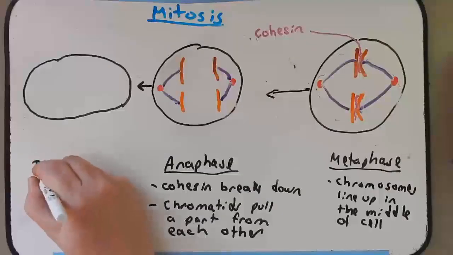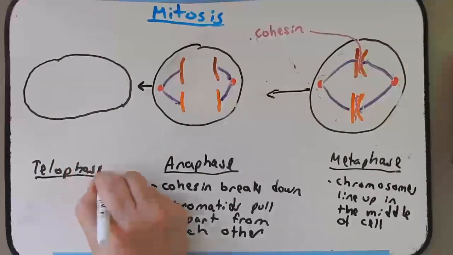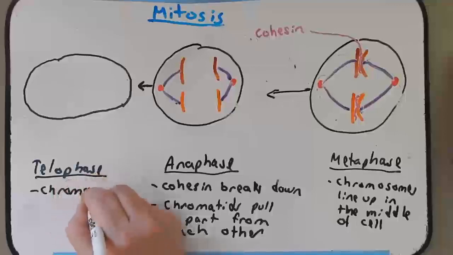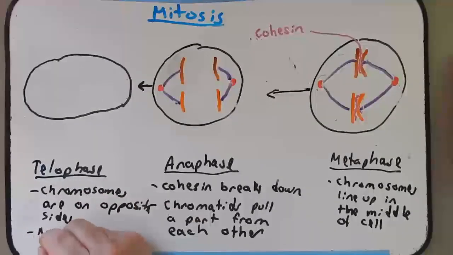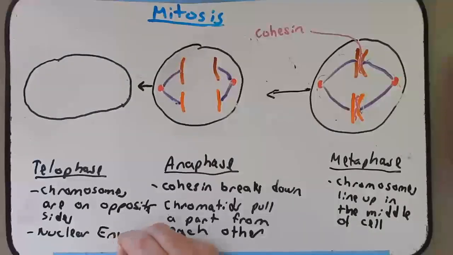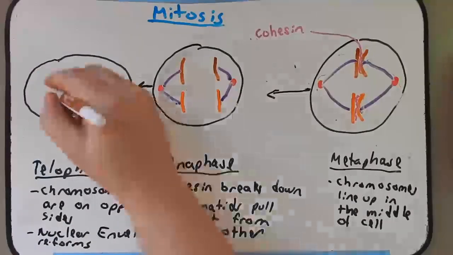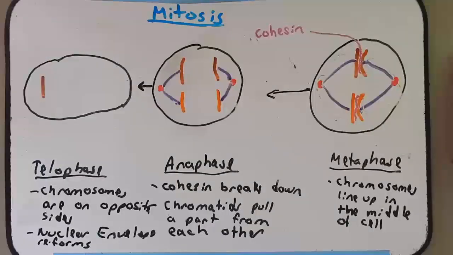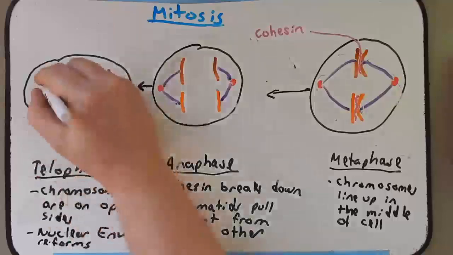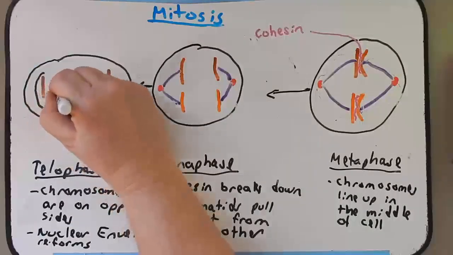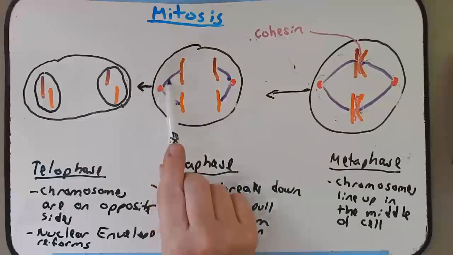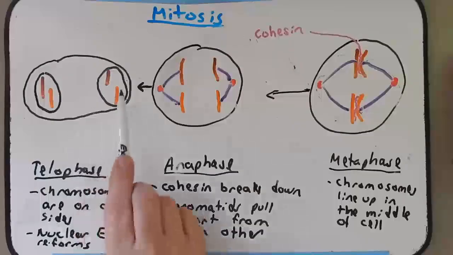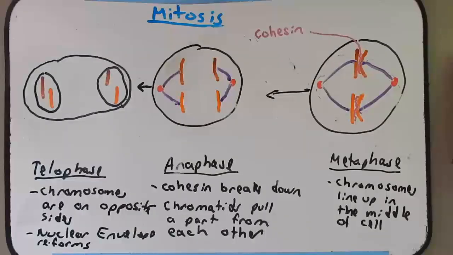Because what's now happening during telophase is that the chromosomes are on opposite sides now, and the nuclear envelope reforms. So let's draw that. We've pulled our chromosomes successfully to the other side of the cell. They are separated, and now the nuclear envelope will reform around them. At this point, the centrosomes will break down and the spindles will have released their hold of the chromosomes because they're no longer needed.